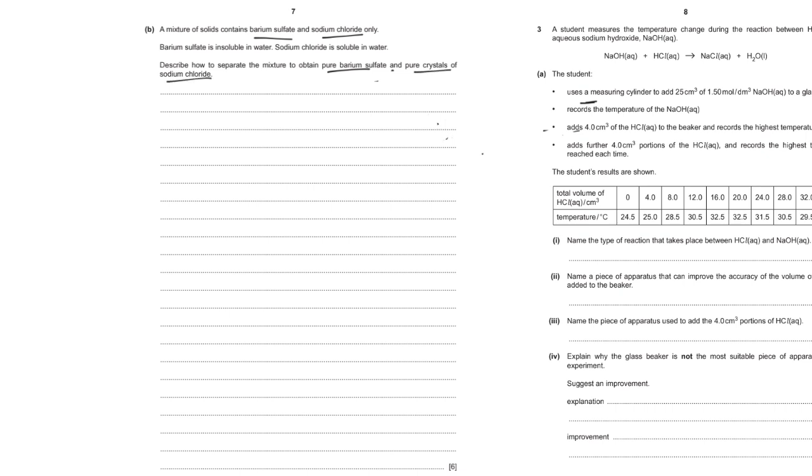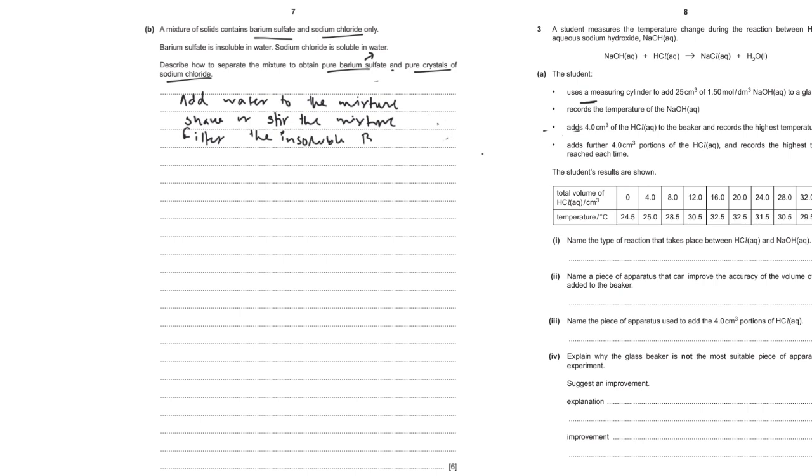So you have solid barium sulfate, an insoluble thing and a soluble thing together. The first thing you will have to do, you'll have to add water to the mixture. Now, barium sulfate will not dissolve, but sodium chloride will dissolve. Now, you'll have to separate barium sulfate first. So, what will you do? Once you have added it, obviously, you'll have to shake or stir the mixture, right? And then once you're done with that, you'll have to separate the barium sulfate. Since it's insoluble, you'll have to filter the insoluble barium sulfate.